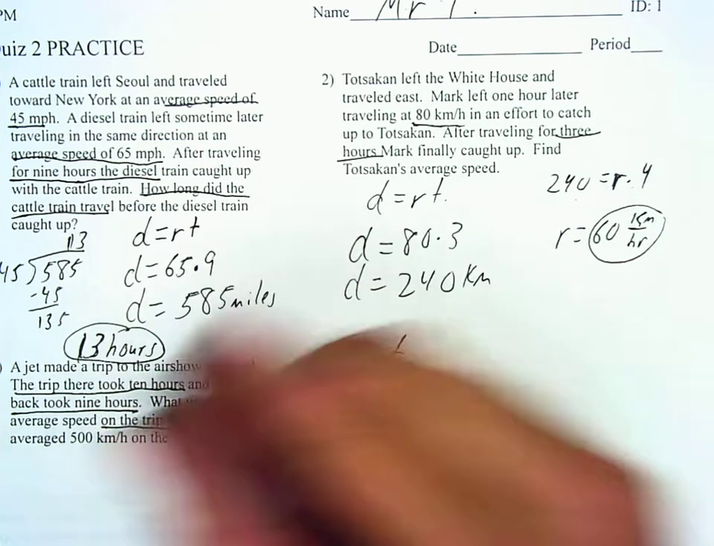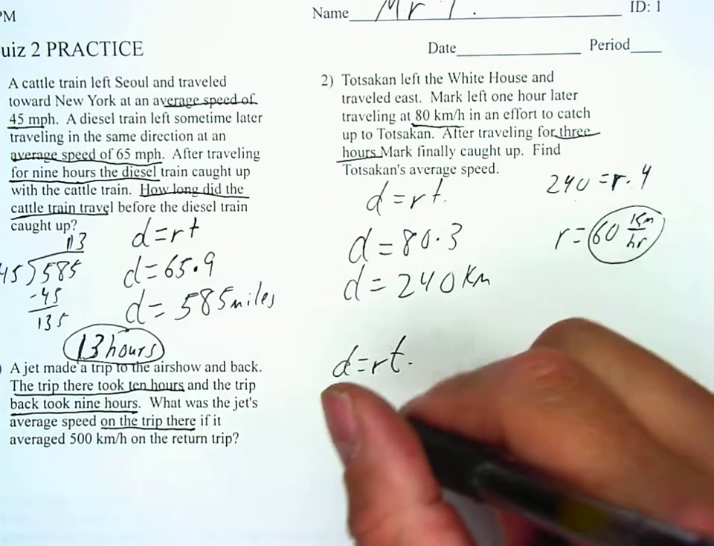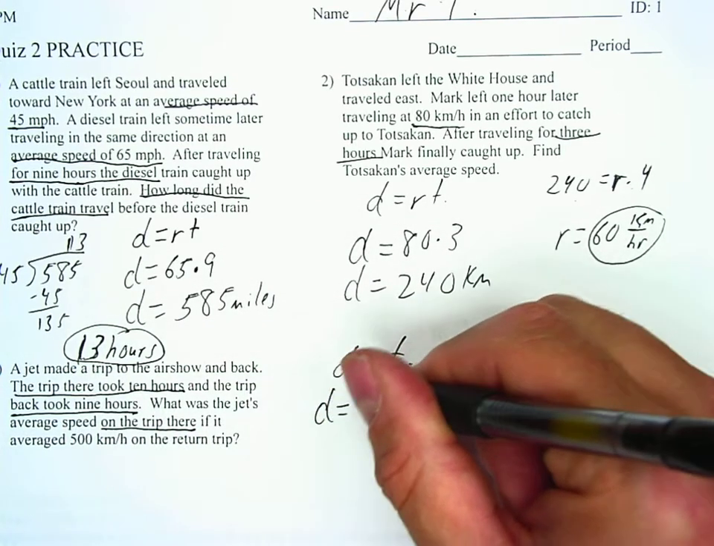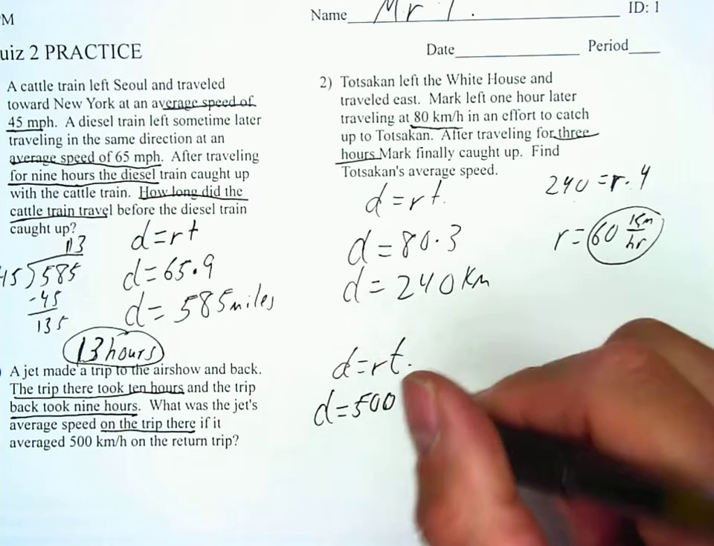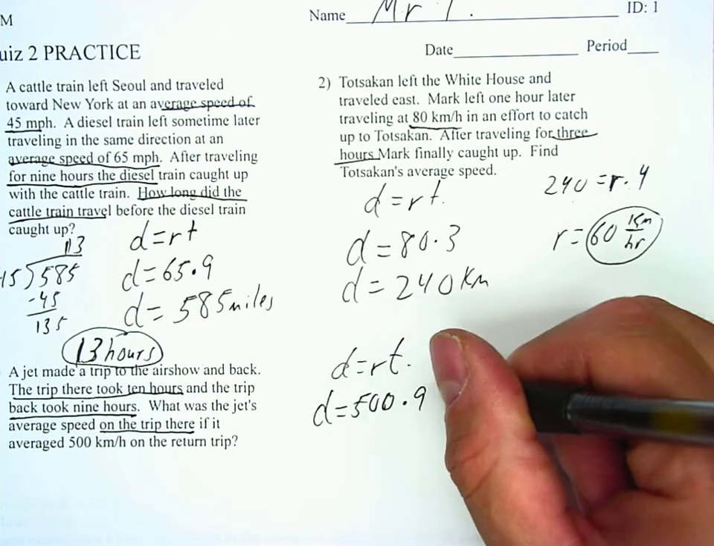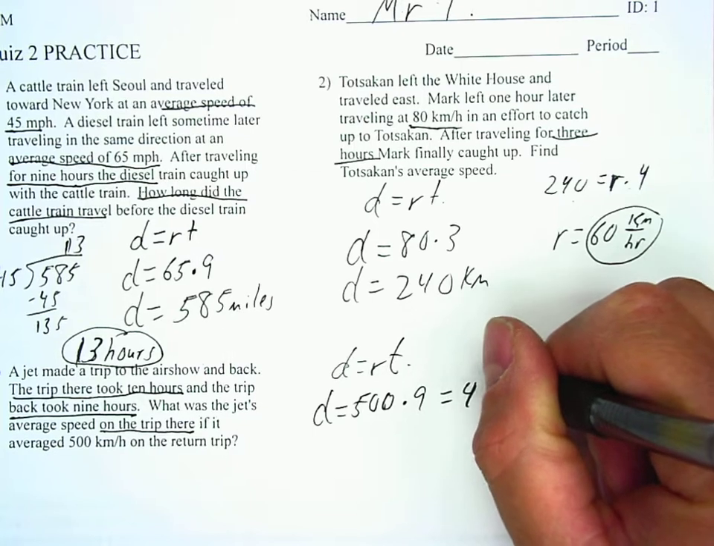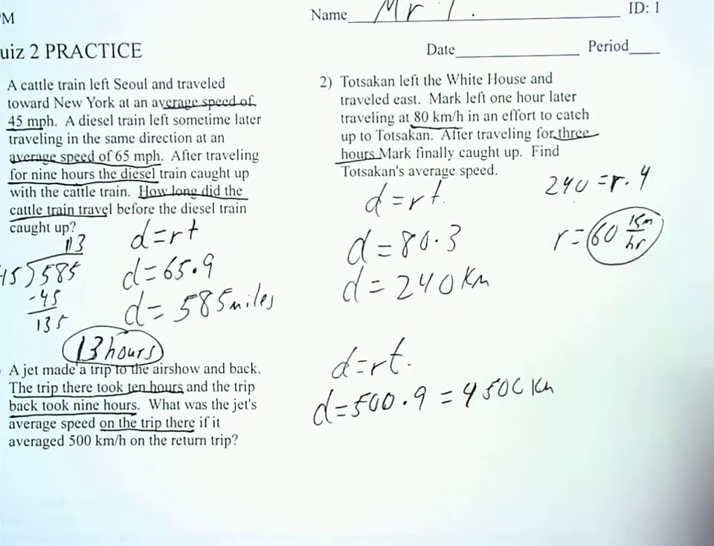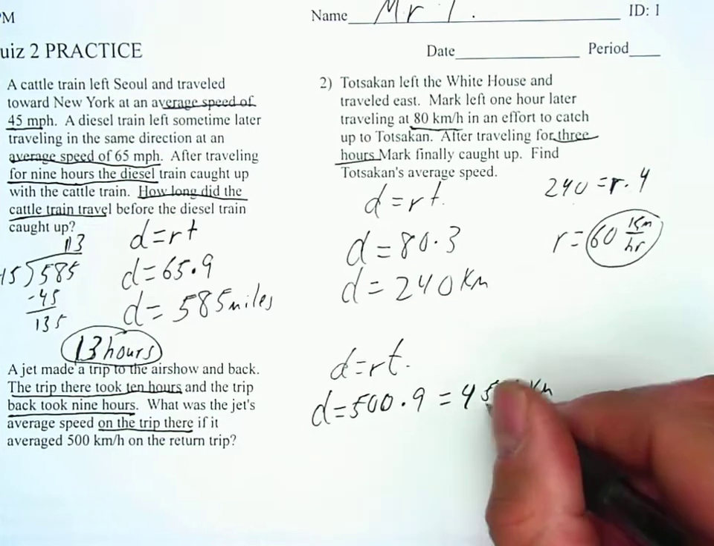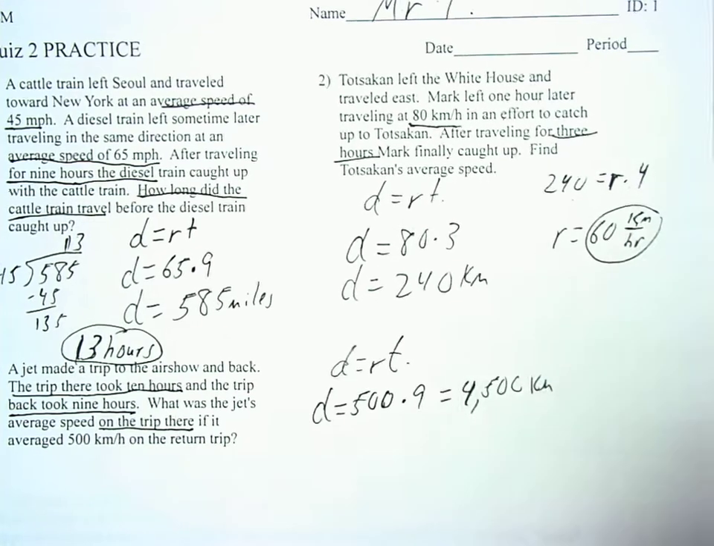So we have our speed, 500 kilometers an hour, and our time. So D is equal to 500 kilometers an hour times 9 hours. So it traveled 4,500 kilometers, the jet did. Now this was how far it traveled. Again, we want the speed on the trip there.